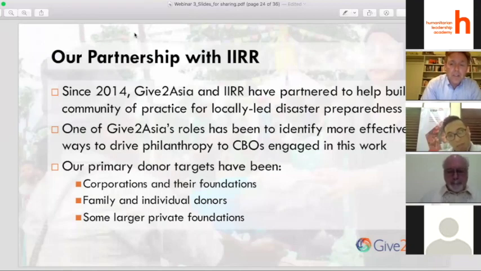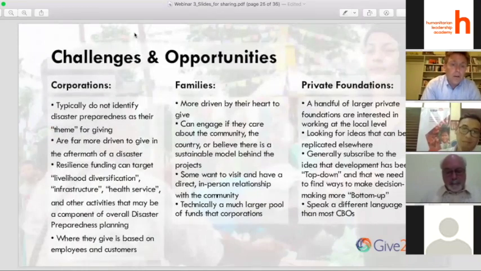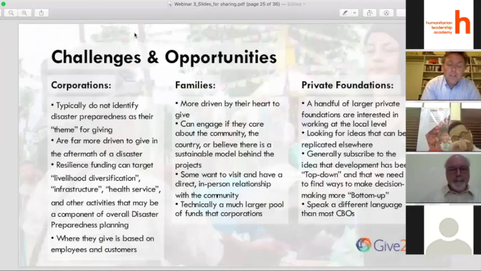So let me share with you some of the takeaways that we've had over the last 4 years and what we've learned about trying to go after that kind of donor or those kinds of gifts for CBO disaster preparedness programs. I'm going to do this by donor type, because the donors are very different depending on who they are and where they sit and what their priorities are.